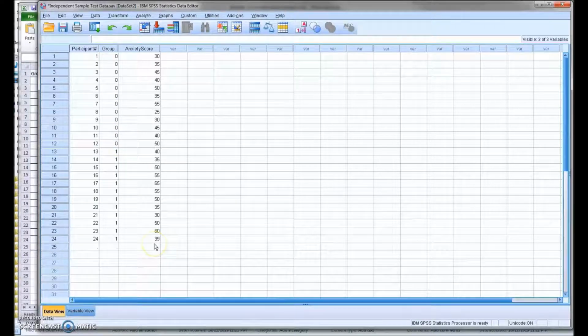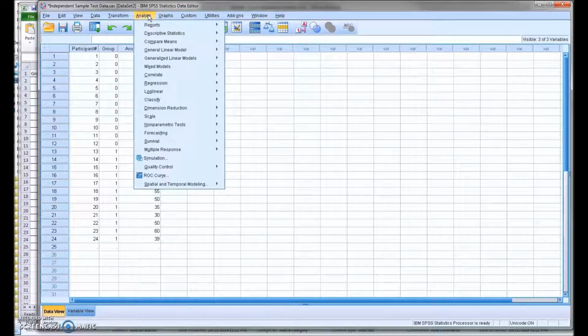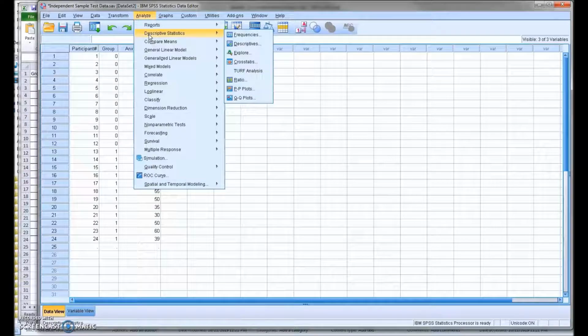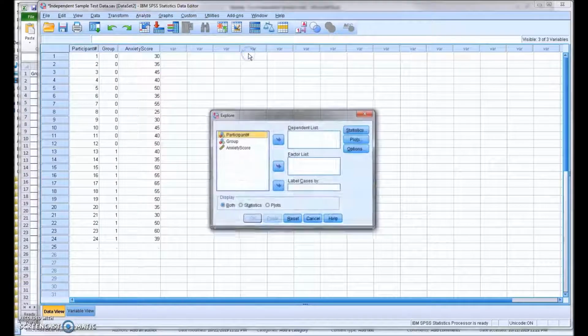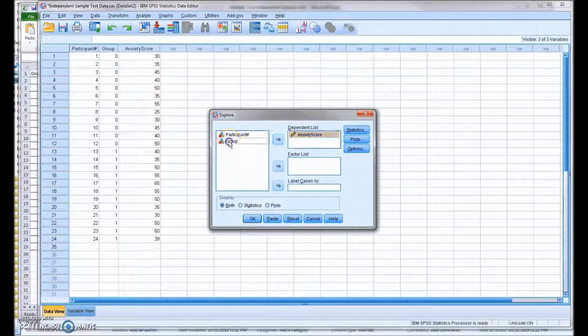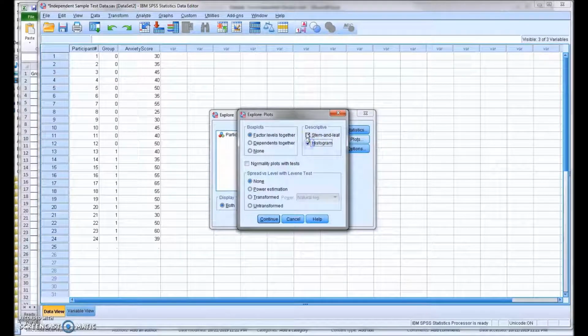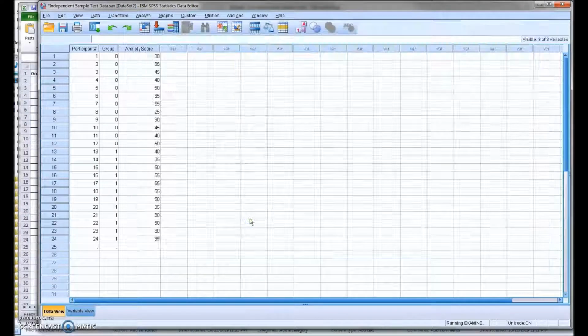So if I create my histogram, I go to Analyze, down to Descriptive Statistics, and click on Explore. In this Explore, I put my anxiety score as the dependent variable, and my factor list would be my group, because I have two factors, group 0 and group 1. Group 0 is when they saw a picture of the spider, and group 1 is when they saw the real spider. Then I make sure that I have a histogram, not a stem-and-leaf plot, and I press Continue.